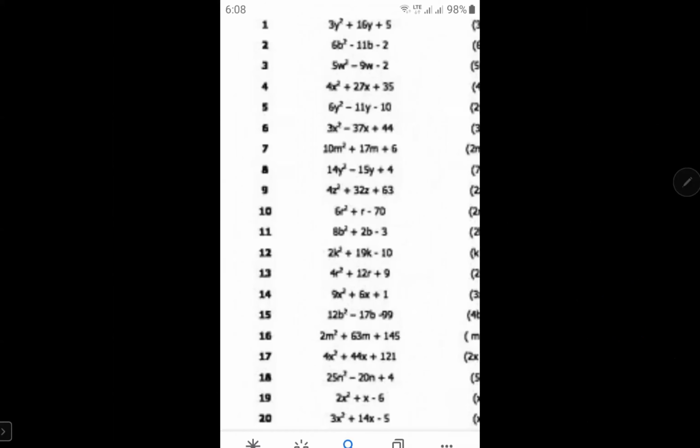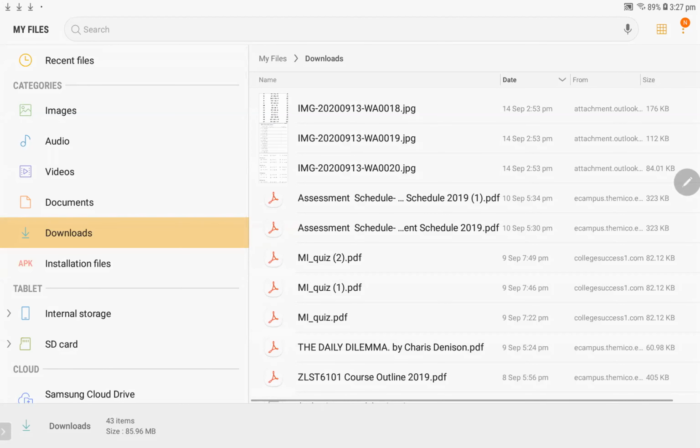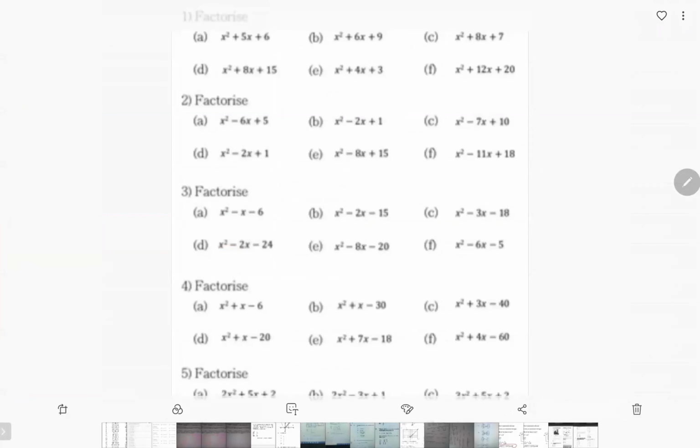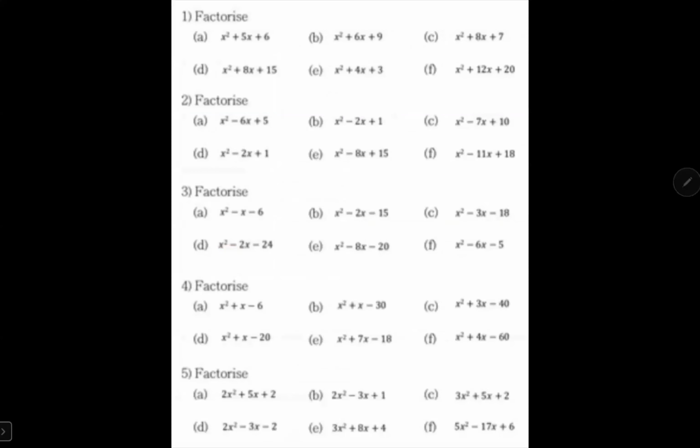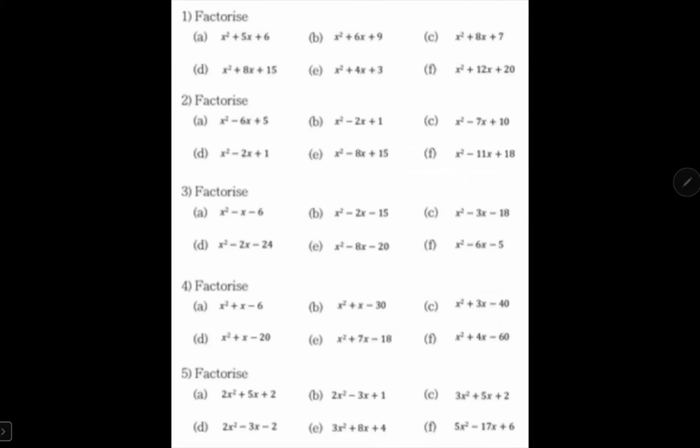All right, let's look at the next worksheet. Some of these are too straightforward. They're not giving us some of the work that I want us to practice. So for this one, let's focus on the ones down here. Let's focus on the ones on the bottom.